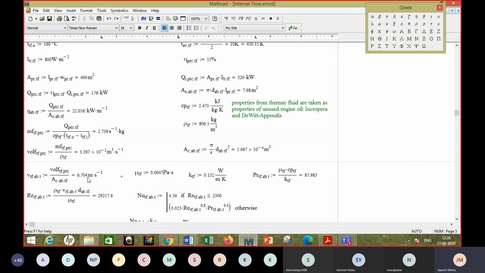In case there is a little discrepancy, you can use the value that you get from the table, but I don't think there should be much discrepancy or difference. So in that case, your answer should be very close to the numbers that I am showing. So the velocity is 6.704 meters per second, and again you take the value like dynamic viscosity from the table, which is coming out to be 0.0047 Pascal second, or kg per meter second.